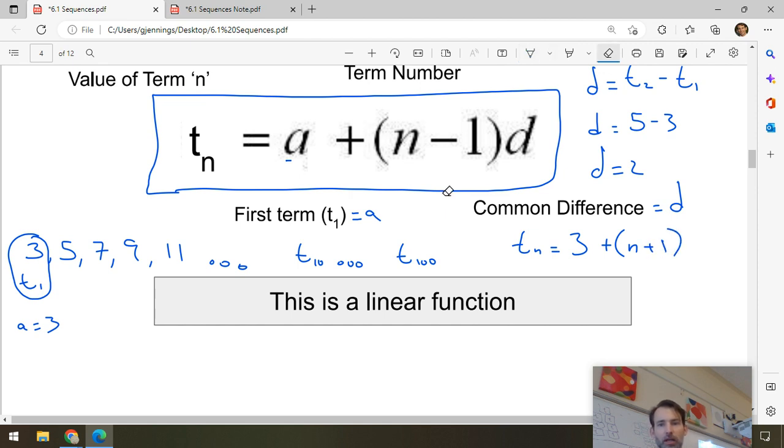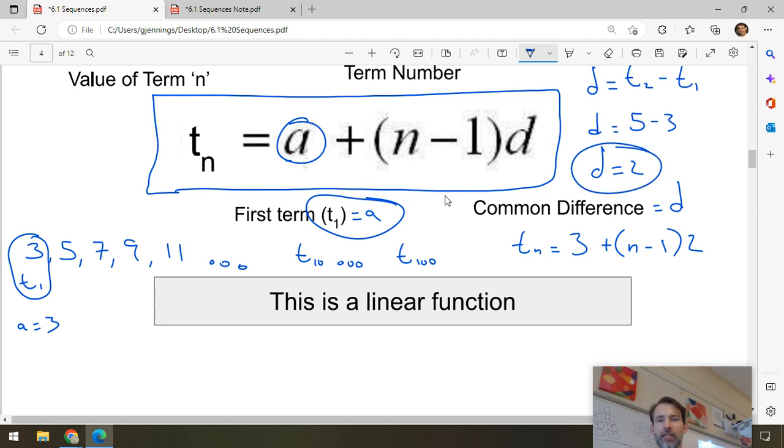Sorry, what was that? Yeah, T1 is just A. A is your initial value. Remember how A was the initial value for exponential functions? So it's the same here for these. We use the same letter A for initial value or first term. First term T1 is equal to A. Okay. So 3 plus n minus 1 times 2.